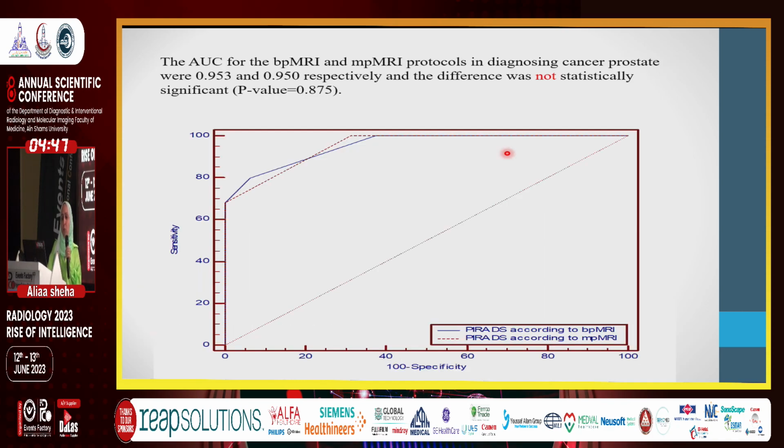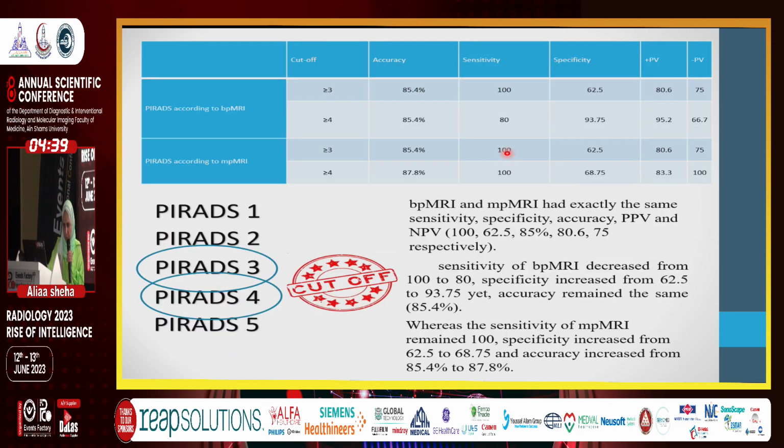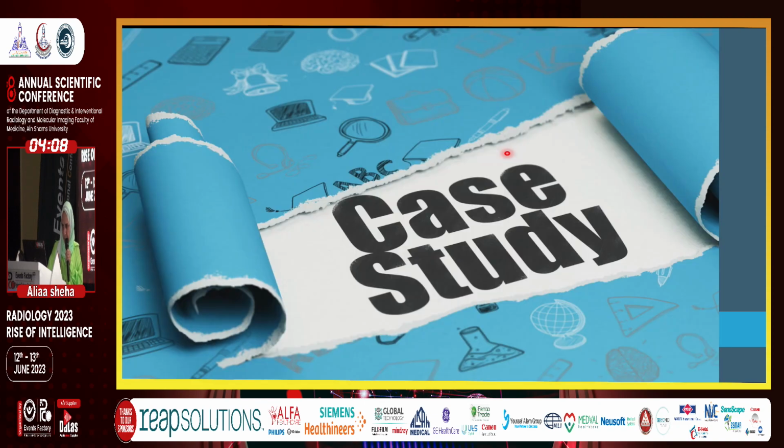The area under the curve for biparametric and multiparametric was nearly the same, 0.953 for biparametric and 0.950 for multiparametric. So we can conclude in this study that if the cutoff value was a PIRADS 3 lesion, the biparametric and the multiparametric had exactly the same sensitivity, specificity, positive and negative predictive value. But when the cutoff for prostatic cancer increased from PIRADS 3 to PIRADS 4, the sensitivity and specificity of the multiparametric was slightly better than the biparametric.